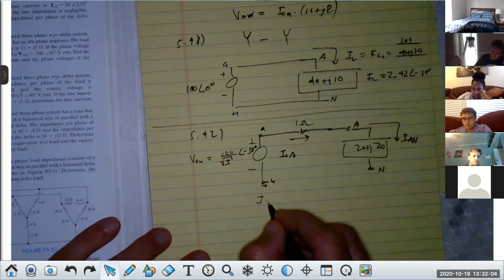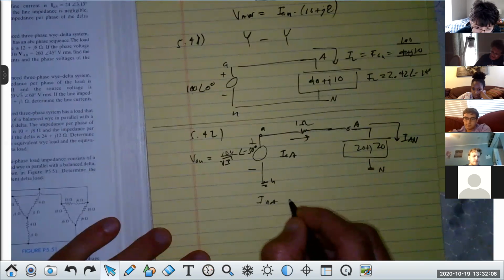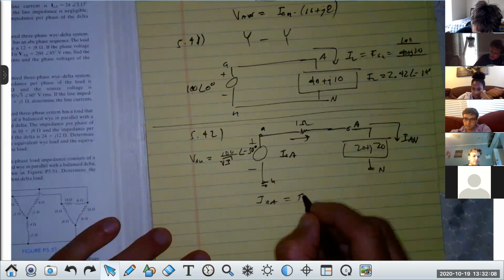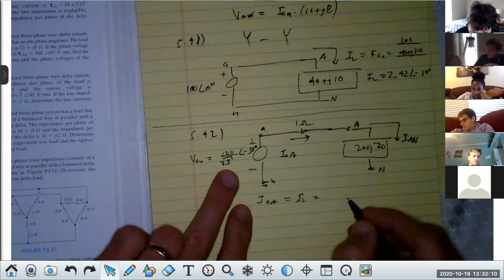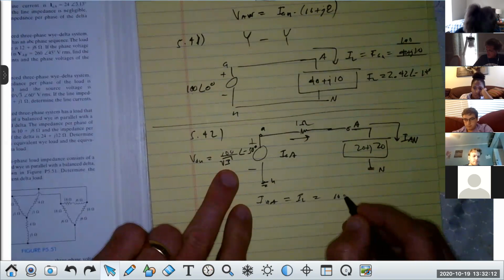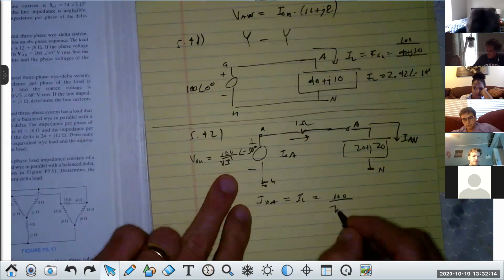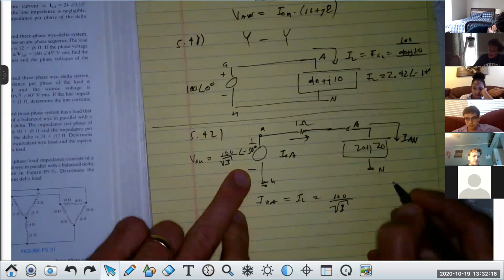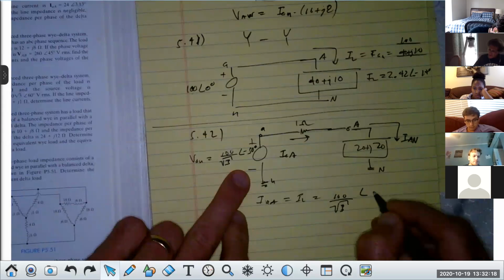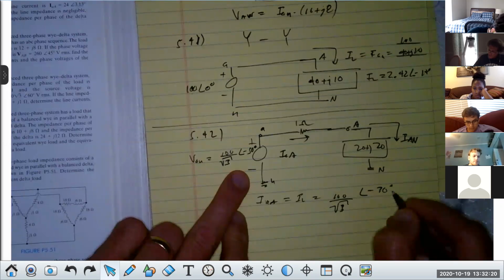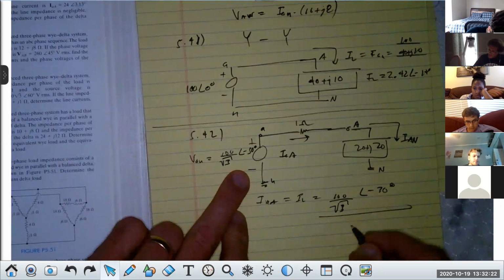Or we call it I small a large a, or I line. And that would be this voltage. You guys can give that to me, it'll help me. Square root of 3, right? And then this is at minus 30 degrees. And then this whole thing is divided by 20 plus J20.